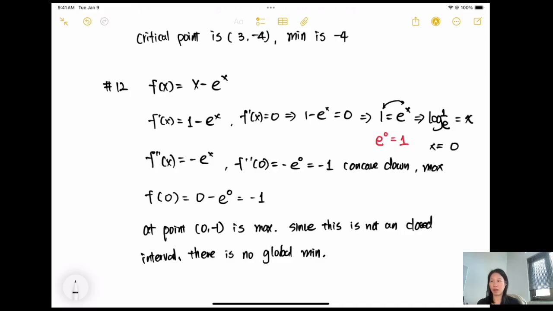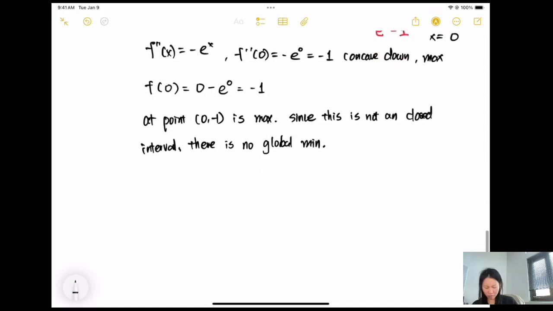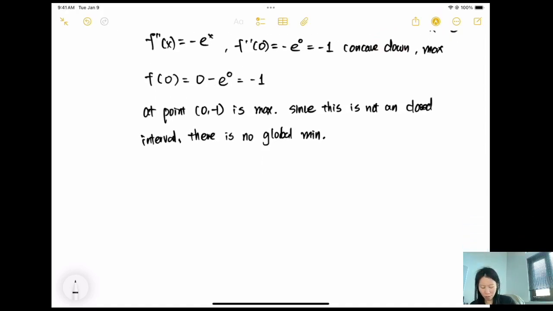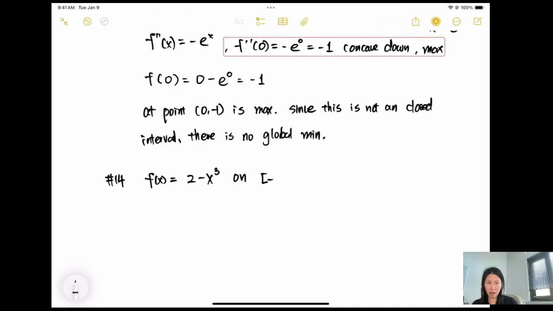Okay, let's go over another one with a specific interval. Let's do either 14 or 15. I'll show you number 14 so that you can do number 15 by yourself. Number 14, I have 2 minus x cubed, and we only discuss that on a certain interval. In our case, it would be from -2 to 1.